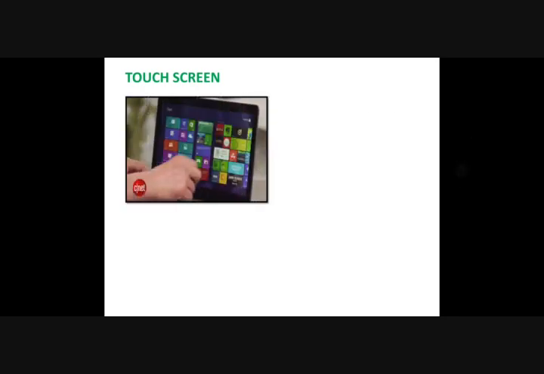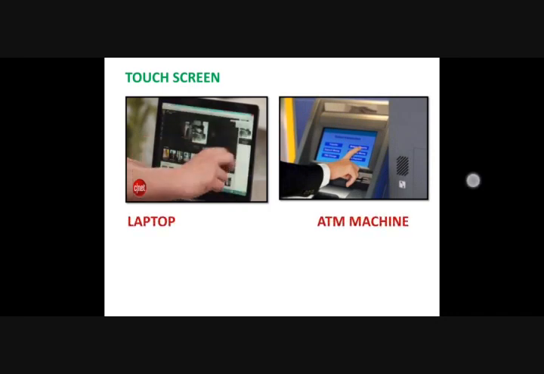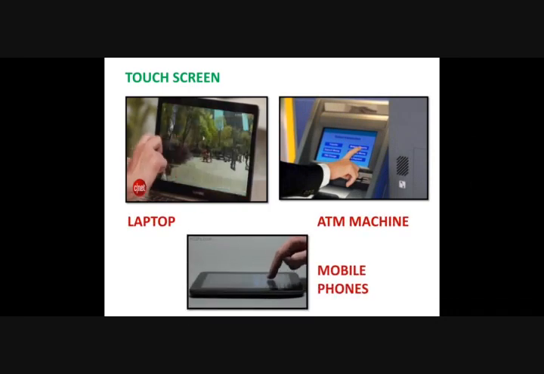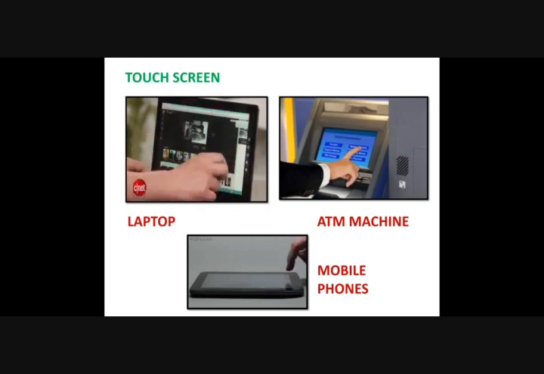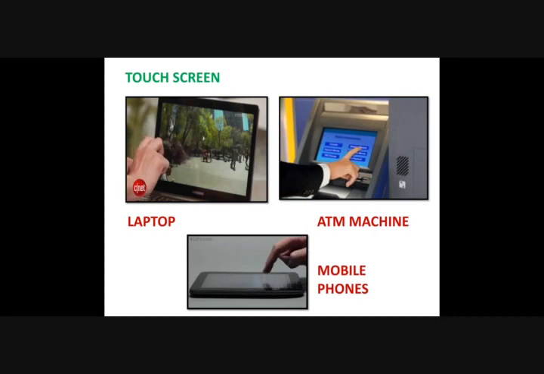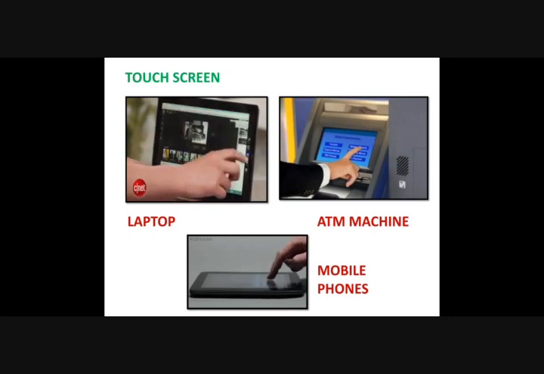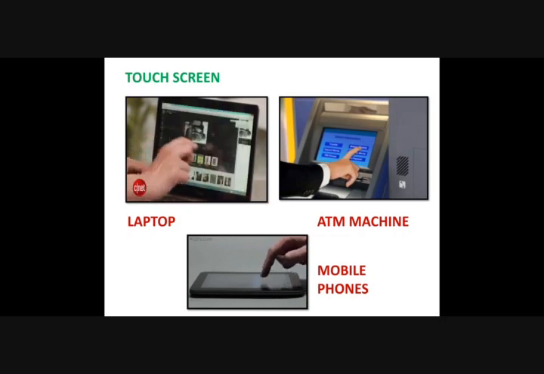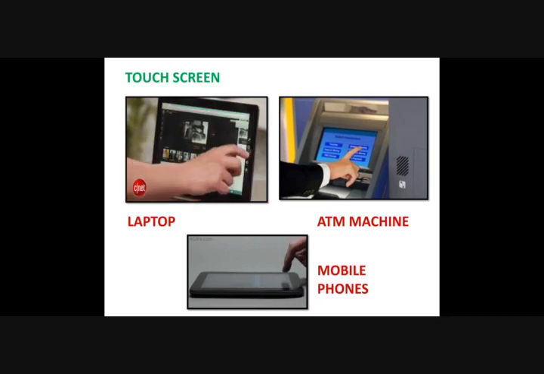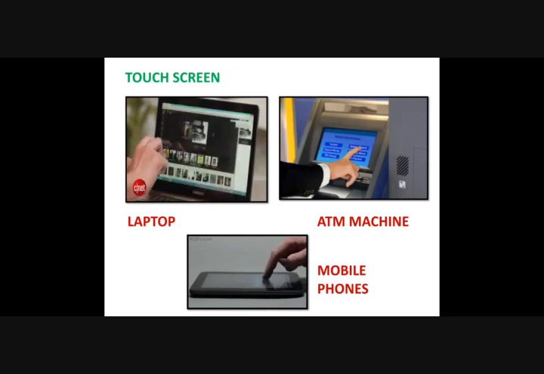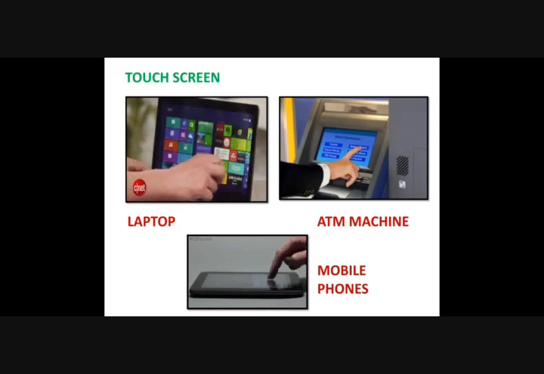Next is a touch screen. So what is a touch screen? See, there are three examples I have given on this slide. The first is a laptop, the second is an ATM machine, and the third is mobile phones. Now all these can be operated with the touch of your finger. Yes, because the screens have a sensor that can sense a human touch and can operate easily. So these types of devices have touch screens which work with the help of touch, right?